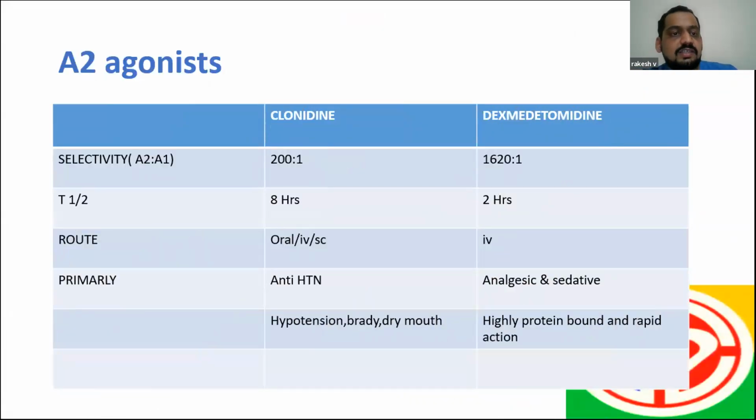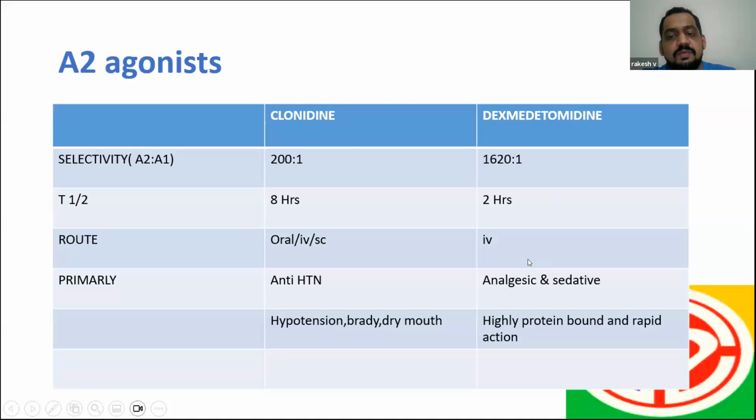And new generation drugs called alpha 2 agonists are there. These are centrally acting alpha 2 agonists, clonidine and dexmedetomidine. Coming to the selectivity, the alpha 2 activity is maximum for dexmedetomidine compared to alpha 1. Even the half-life of dexmed is very short, so it can be used as IV. Coming to clonidine, it is less alpha 2 selective, but the advantage is it can be given oral, IV, and even subcutaneous. So it can be used as an antihypertensive. Most of our CKD patients will be on clonidine oral tablets.